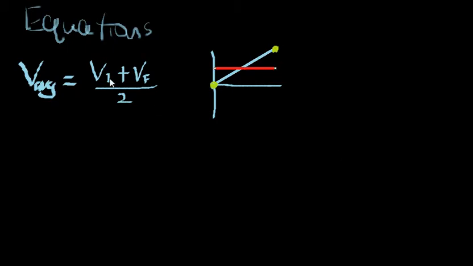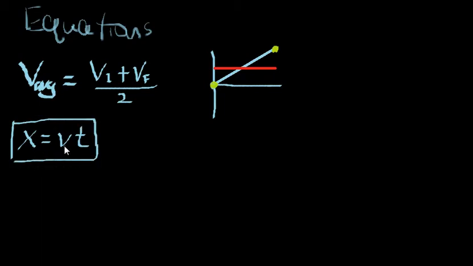Because when we know distance x, distance equals speed multiplied by time, right? But when v is not constant, we can't use this equation. So what we do is we find the average velocity, which is this V average, and then we plug it in here, then it'll all work out. So that's not even an equation, that's just a concept. And then let's do another equation.